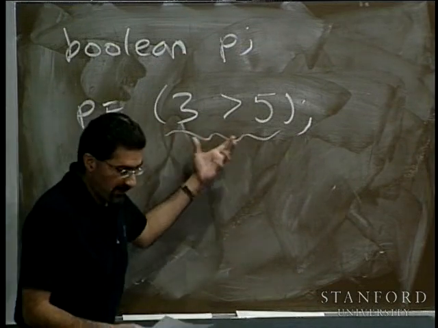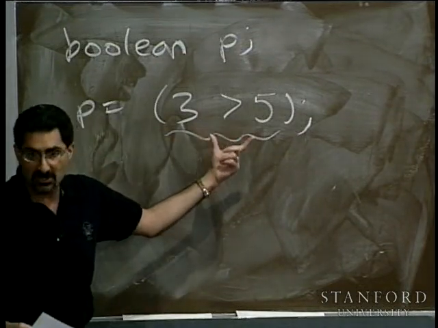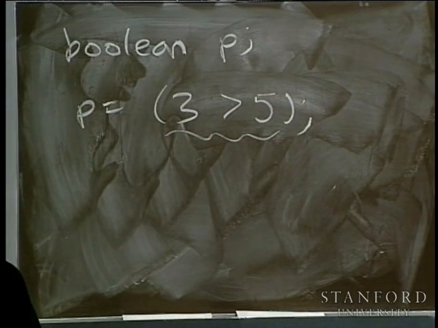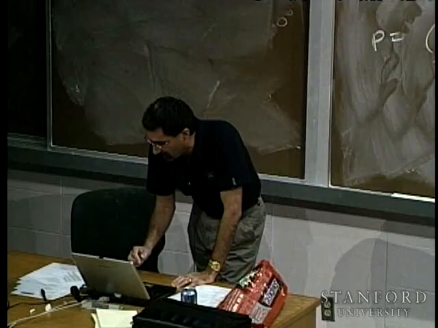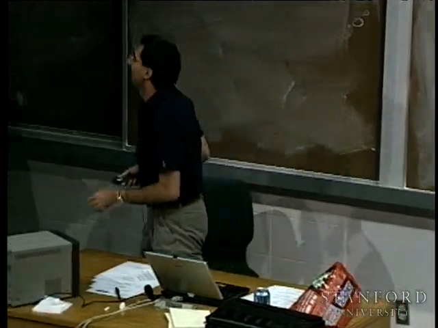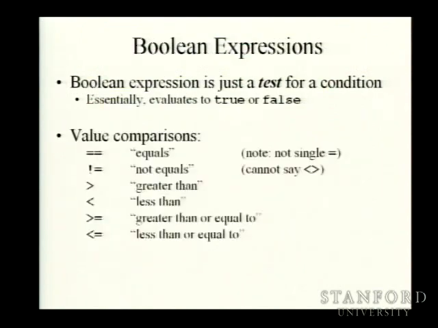So there are certain operations we can use called relational operations, which, when we evaluate them on 2 values, give us back something whose value is true or false. So let me show you some examples of that by going to the overhead. Boolean expressions are basically a test for a condition, and they evaluate to true or false, right? And you can actually use the words true and false in your program and say P equals true, for example. Those are actually parts of the language.